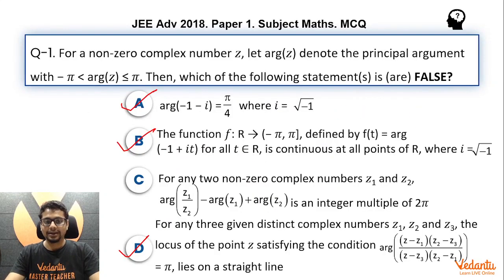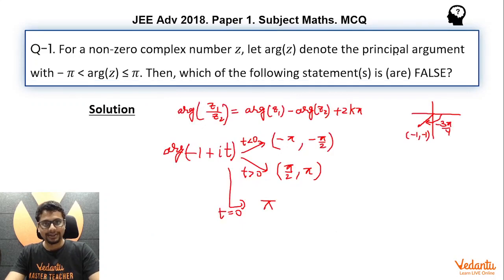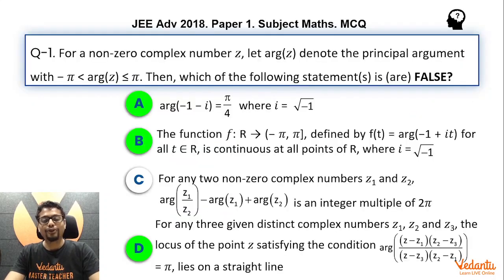So hence D is not always true. So that means we will take this as false, because locus is not necessarily a straight line. So A, B, D are my false statements, hence my answers.